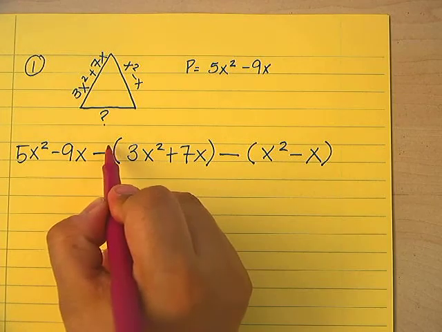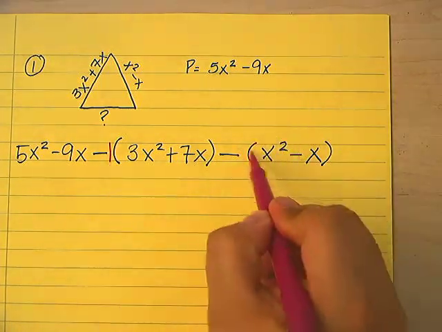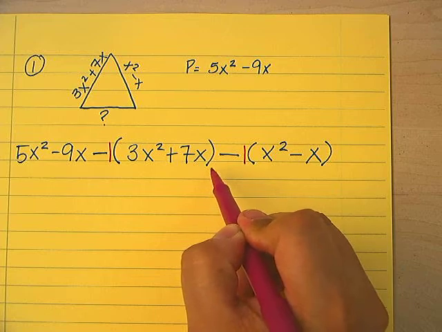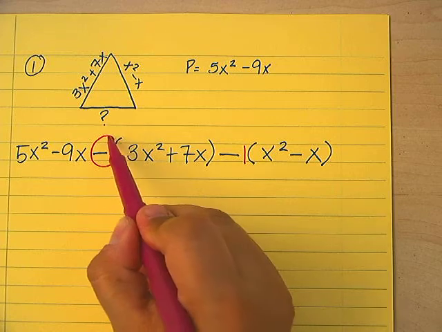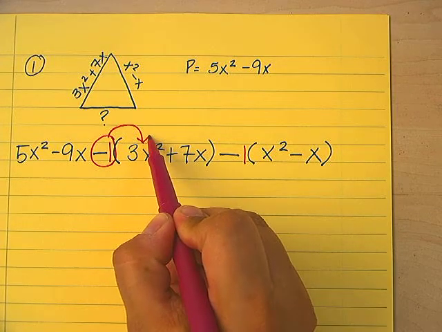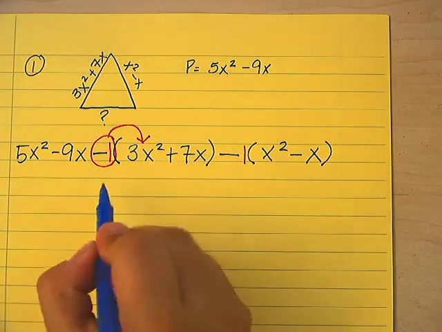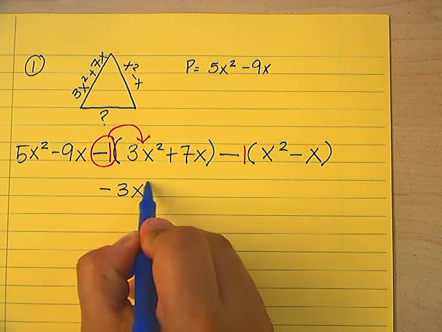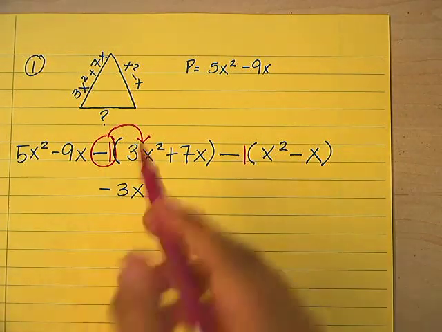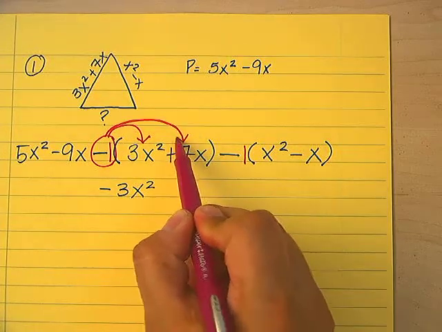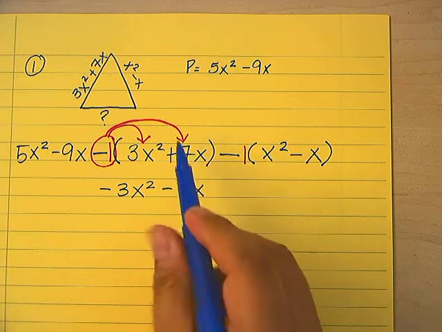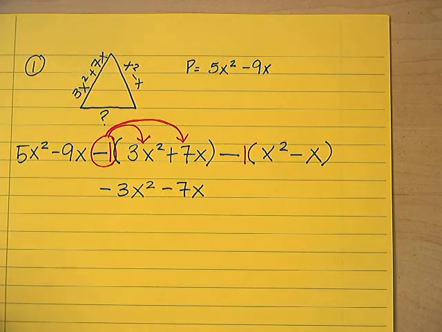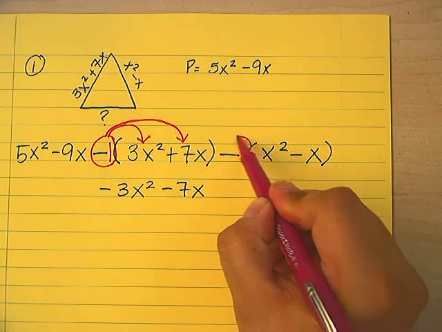Okay? What you have to keep in mind is that we have a 1 here in front of that parentheses because there's one group of whatever's inside. And now what we want to do is we want to try to get rid of those parentheses by distributing the negative 1. So negative 1 times 3x squared is going to give us negative 3x squared. Negative 1 times 7x will give us negative 7x. And because I've distributed the negative 1 to everything inside that set of parentheses, we're done with that part.